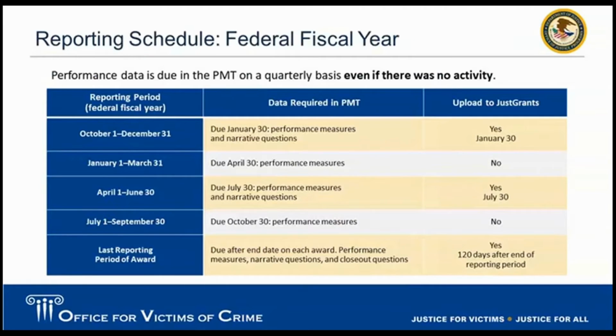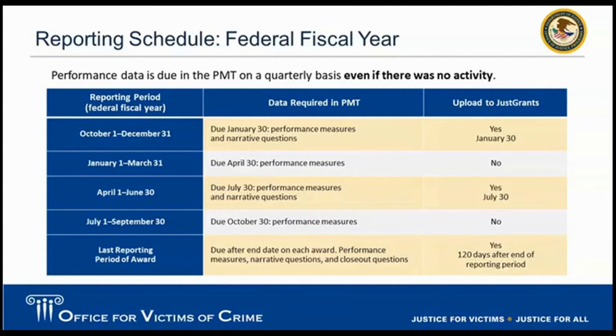So reporting schedule. Reporting is based on the federal fiscal year, and the federal fiscal year starts on October 1st and ends on September 30th of the following year. So we have 4 quarters. Each quarter is 3 months. So that's 3 months where you perform grant activity, and then you have to report out after 30 days from the close of that quarter. So as you see here for quarter 1, that's October to December 31st, you have 30 days. So you have until January 30 to report on your performance measures and your narrative questions.